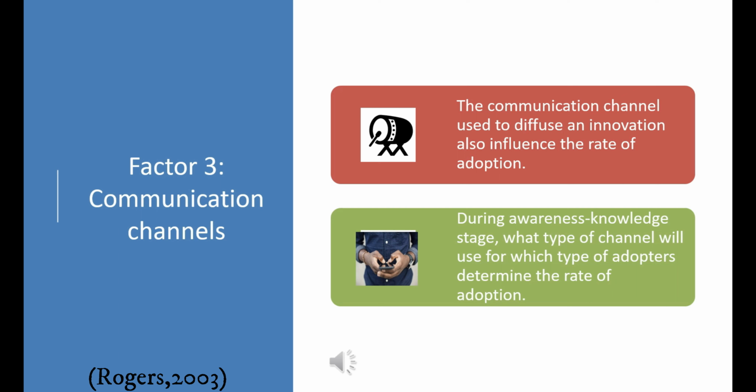The next factor is communication channel. The communication channel used to diffuse an innovation also influences the rate of adoption. During the awareness knowledge stage, what type of channel is used for which type of adopters determines the rate of adoption. If the communication channel is faithful for the receiver, then they will accept the information quickly.